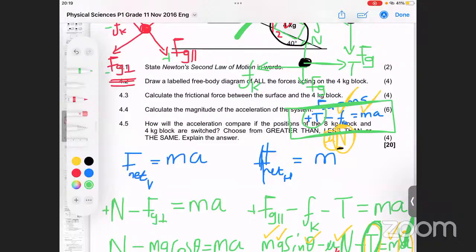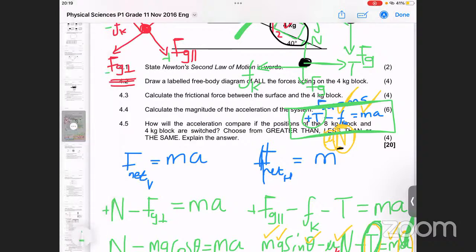Then it is fine. Maybe very quickly we can look at that question. The last one says, how will the acceleration compare if the positions of the 8 kg block and the 4 kg block are switched? Will the acceleration increase or decrease, honorable members, if you swap those objects in terms of their positions? It just has to physically make sense. Sir, it will increase. It has to.